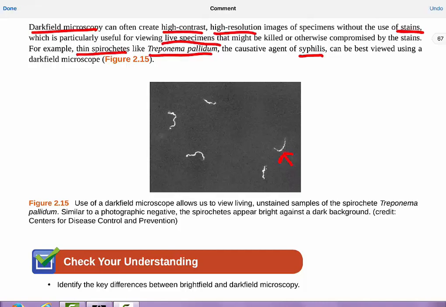It allows you to have living organisms. So remember, I mentioned that you should know the differences between these microscopes, how they function, why they function like that, and then why we use them. One of the reasons that the dark field microscope is used is that it gives great images, high contrast, high resolution images of specimens, but it's also because you don't have to use stains, which is important for live specimens.